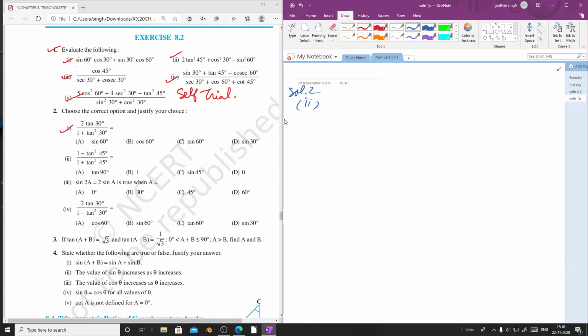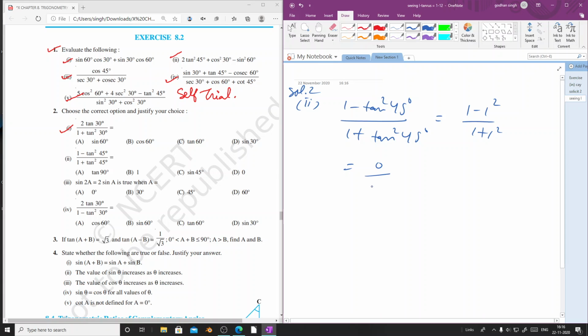So in this we have to find the value of 1 minus tan square 45 over 1 plus tan square 45. Very simple one. 1 minus tan square 45 degree over 1 plus tan square 45 degree. So tan 45 degree is 1, so we will be getting here 1 minus 1 square over 1 plus 1 square, and that will give us 0 over 1 plus 1, that is 0 over 2, and that is equal to 0. And so the correct answer for this will be option number D.